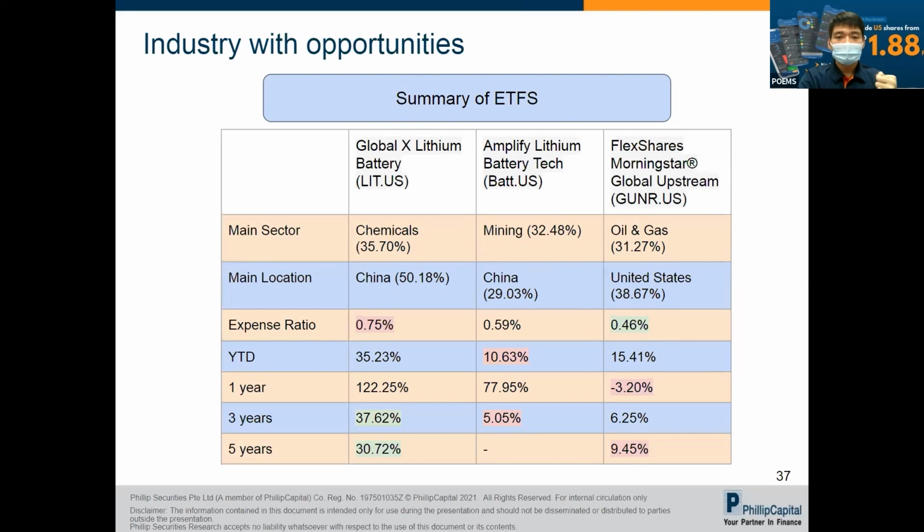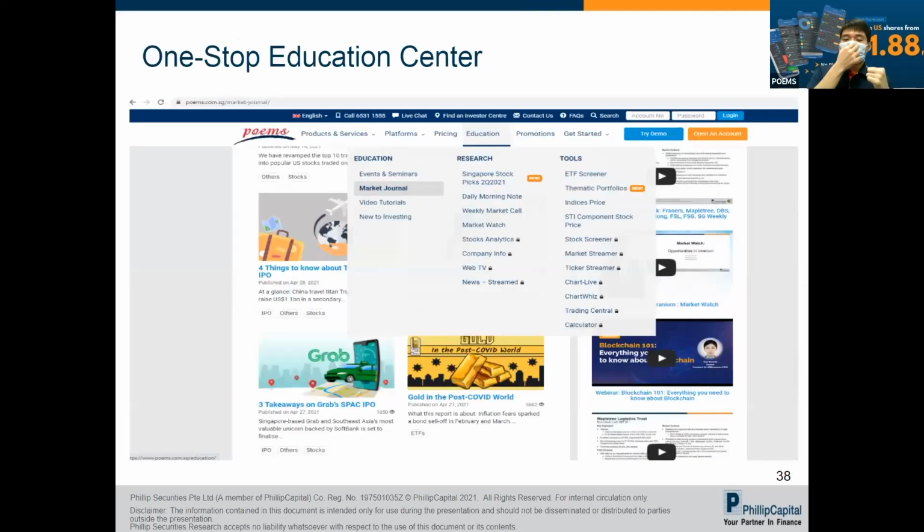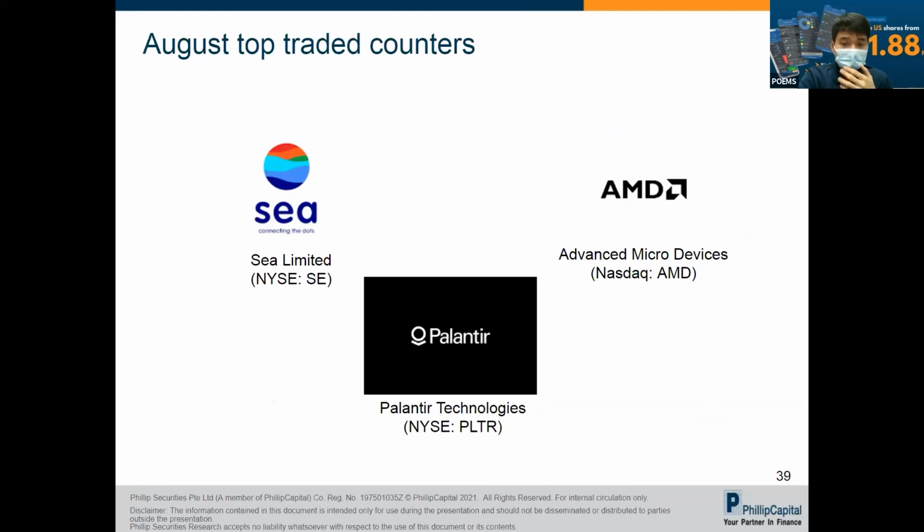Okay, that's for ETF. Now I'll be talking about our August 2021 top traded counters. For those who want to read more, you can go to our opponent's website. There's a market journal tab. You can go in and look for it. This journal is based on what counters our investors actually invest in, and we pick 10 of them to write a brief intro of what happened during the month of August that affected the stock price of that particular share. I'll be touching on 3 of them. They are C Limited, AMD, and also Palantir.